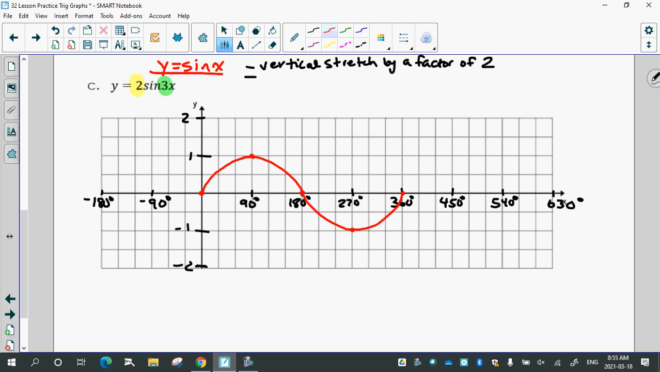And what about the 3? That's between the sine and the X. Vertical compression? Horizontal compression? Not a factor of a half, but a factor of a third. Good.